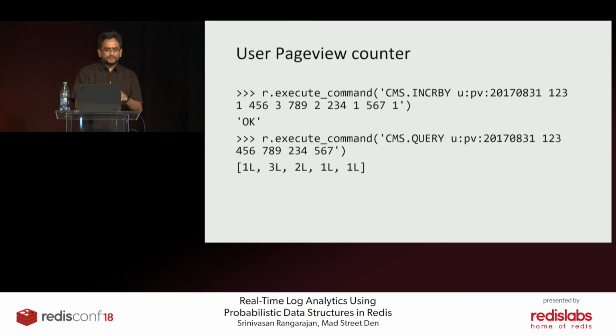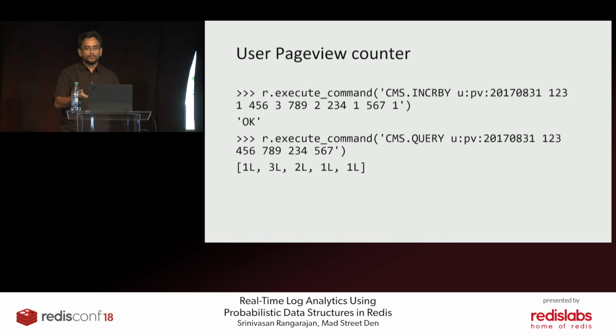So with this, the values are stored in the CMS data structure in this format, and once it's all done, you can now do a query on the CMS data structure with cms.query, and you pass in the key name where you want to do the query, and you then pass the list of users for whom you want to get the counts, and it returns back a list of counts.